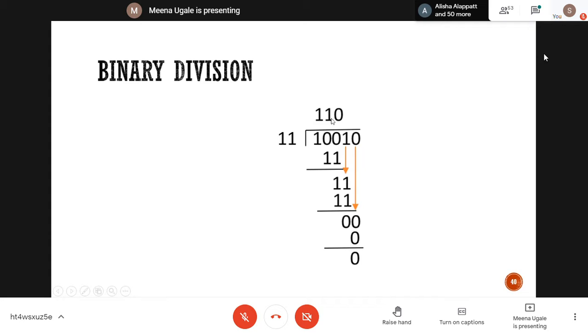Then I'm again going for another multiplication with my divisor. I'm getting the result. Then this 0 is noted down and the answer you are getting here is 0 as a remainder and 110 as a quotient. So same way you can go for division of any two numbers.